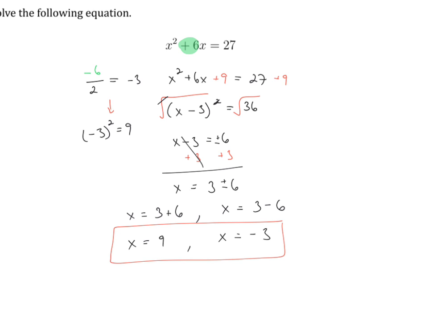Then, of course, we're going to square root both sides to get rid of the squaring operation here. And last but not least, finishing the solve for x, please remember that when you square root both sides, it's technically a plus or minus. So we should have two answers. x is equal to 9 and x is equal to negative 3.